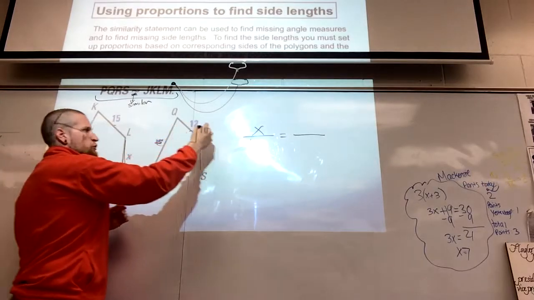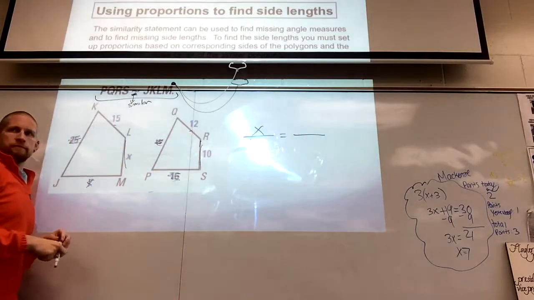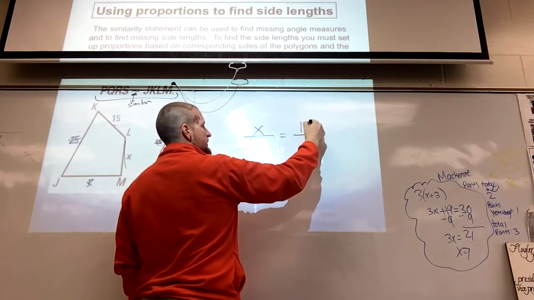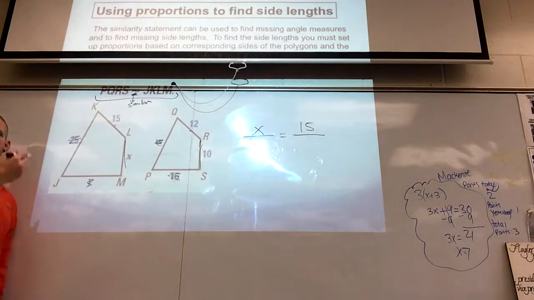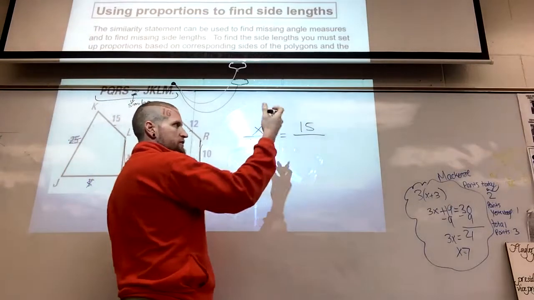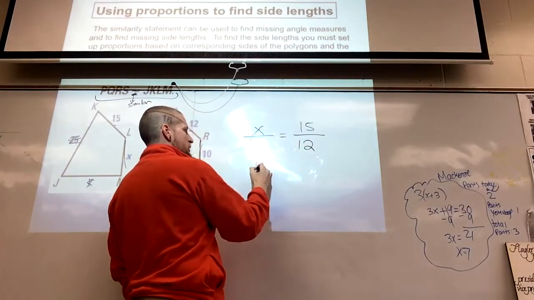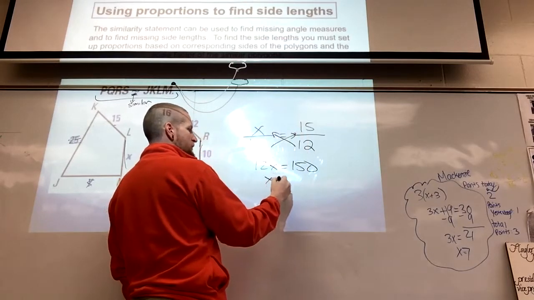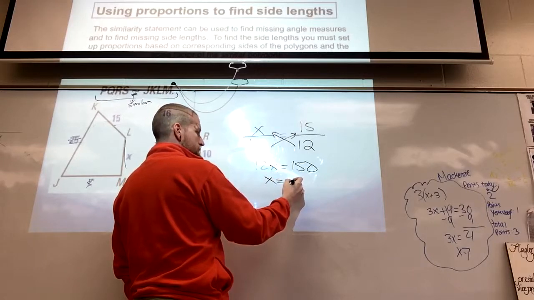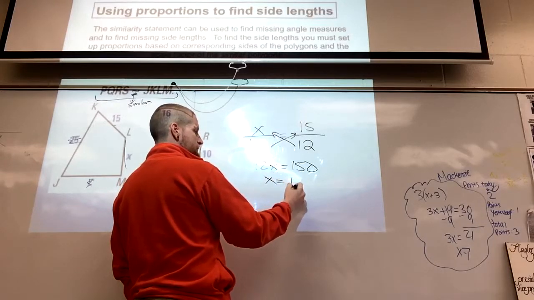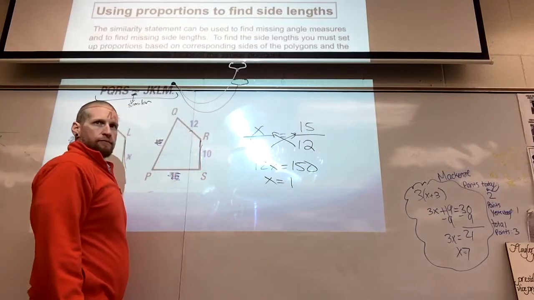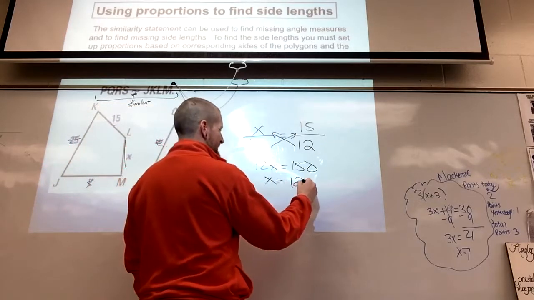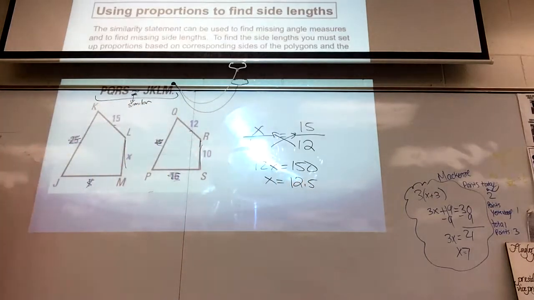So out of 15 or 12, which one do you think I'm going to put on the top? 12? 15. Why? Because you got to match it up with x. It's on the same side as x. x is on top. I'm going to want the one that's on the same shape to be there. Boom. So I got 12x equals 150, right? When I cross multiply, what's 150 divided by 12? It's 12.5.